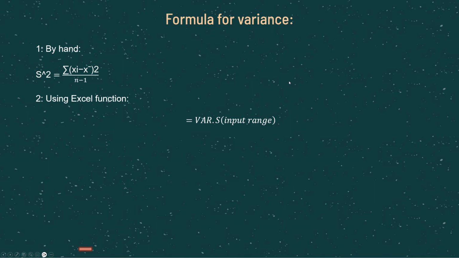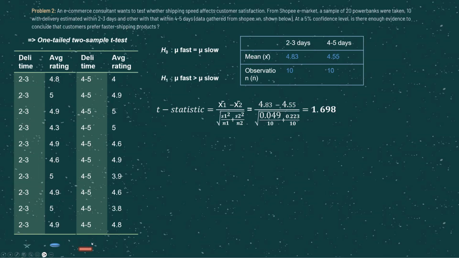And one more time, I prefer the Excel function way. I mean, we can do this, but it would require a lot of time. We have to find the mean, and then subtract it from all of the subjects, etc. It's not worth it. So we plug the data in the formula, and we got the eventual result, which is 1.698.